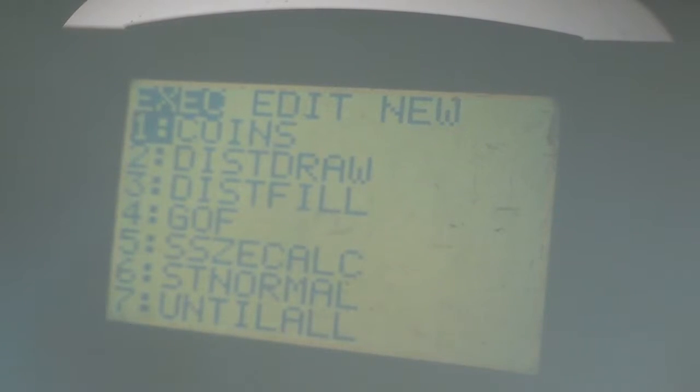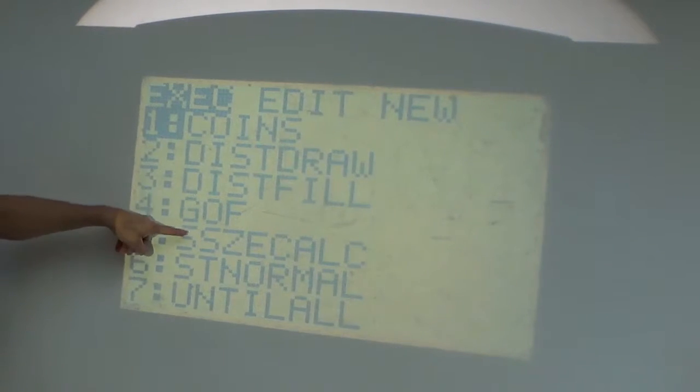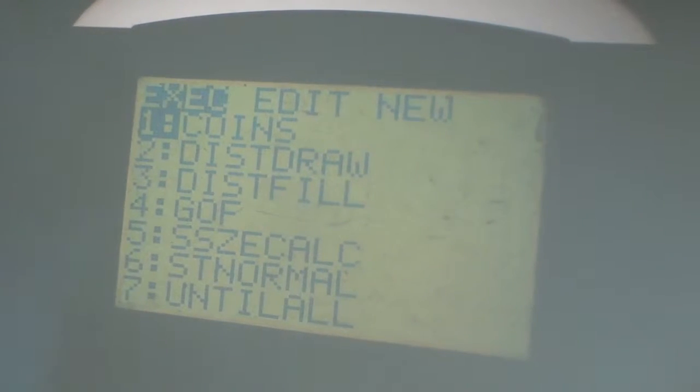Okay, there we go. First, start by pressing not the stat button, but the program button, PRGM. It's directly below stat. Hopefully your screen looks something like this. Now, you may have other stuff in there too if you had other programs on your machine at the time. But if all you had was the 7 I gave you: points, disk draw, disk fill, GOF, sample size calcs, the normal, and until all.